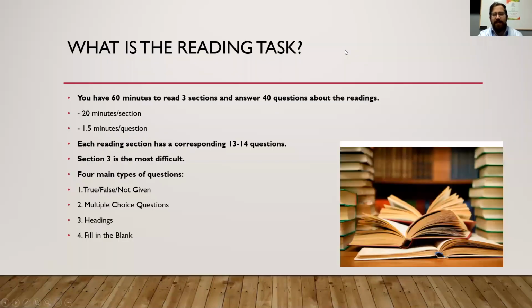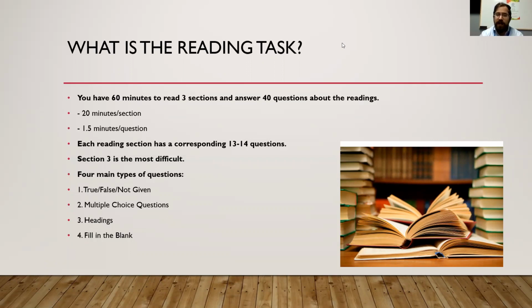So what is the reading task? Well, you're going to have 60 minutes to read 3 sections and answer 40 questions about the readings. What does this mean in terms of time management? It means that you have 20 minutes for each section, and you shouldn't take more than 1.5 minutes per question.